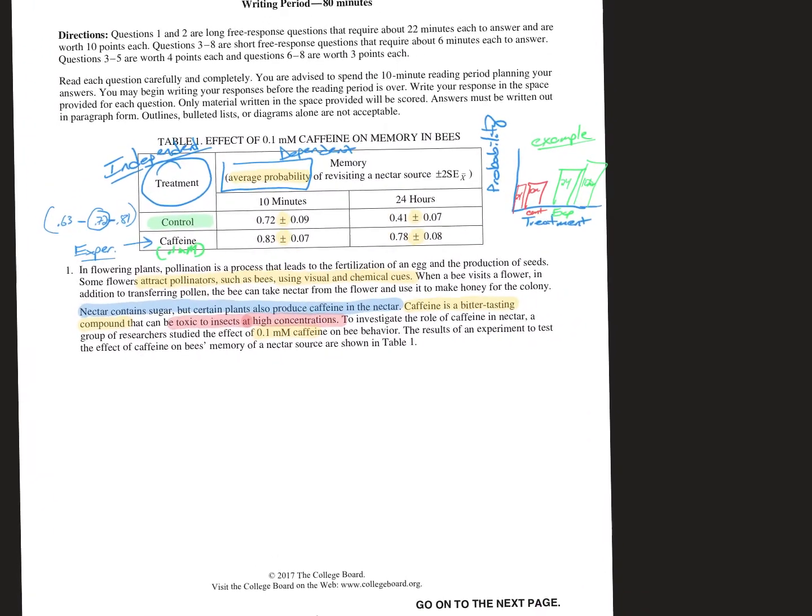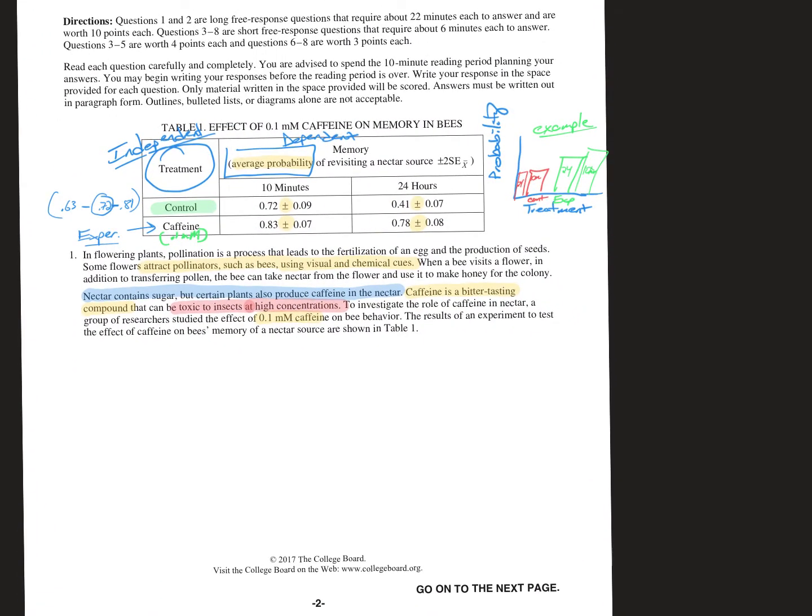So when we look at this first question, and some of us looked at it in class already, we see that there's a table. Again, when I look at a table, I'm already thinking, what is the control group? What's the experimental group? What's the independent, dependent variable? What are they comparing? What's the situation? And the table often summarizes, in fact, that's the whole point of a table, is to summarize the results. So it tells you a lot about what's going on with the experiment. So here's his average probability of revisiting nectar source.